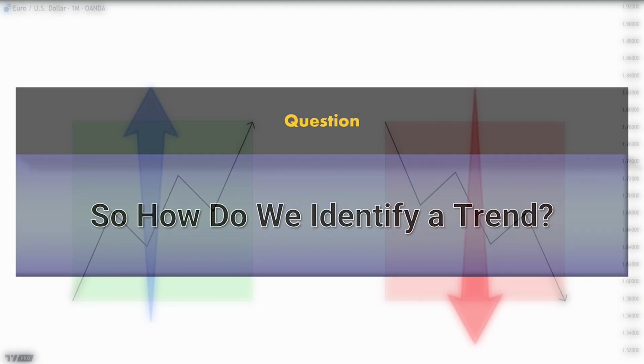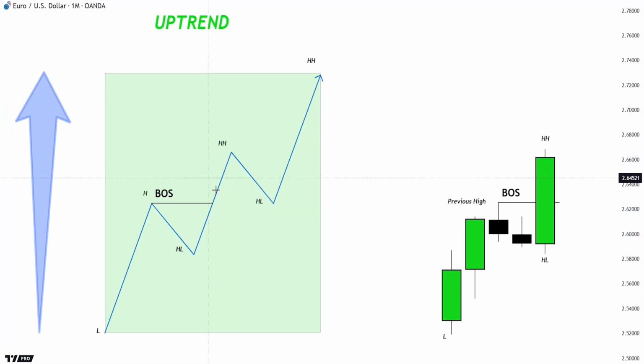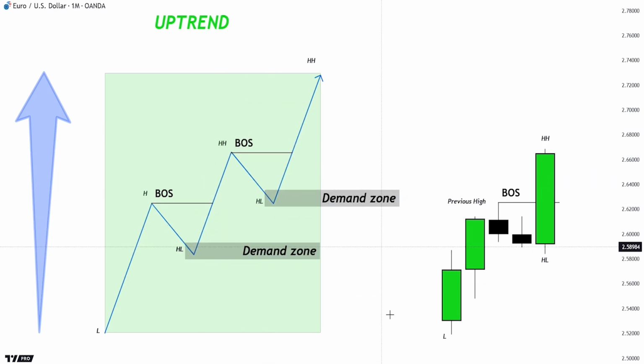So how do we identify a trend? It's all about price highs and lows. In an uptrend, the market forms higher highs and higher lows. Each break of structure, where the price surges beyond a previous high, cements the trend's upward momentum. This is exactly what we are talking about. A candle breaks above the previous high, but it doesn't stop there. Each break forms a demand zone, a critical area that keeps the trend intact.